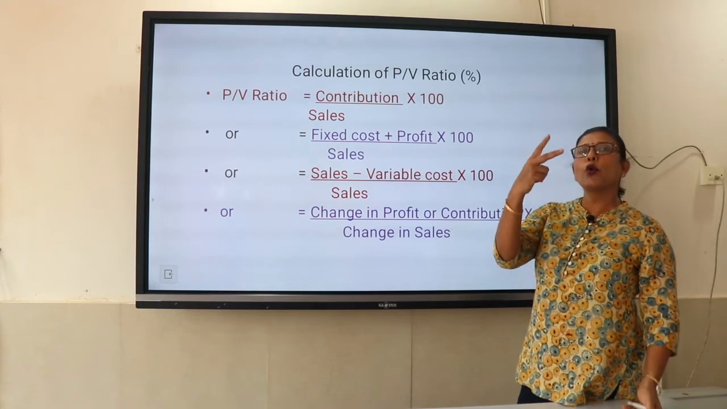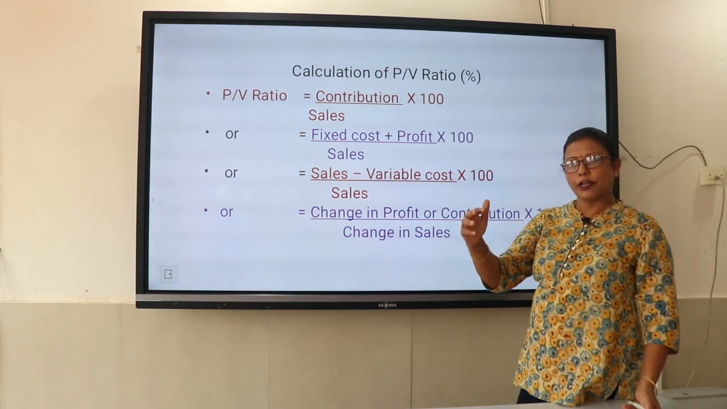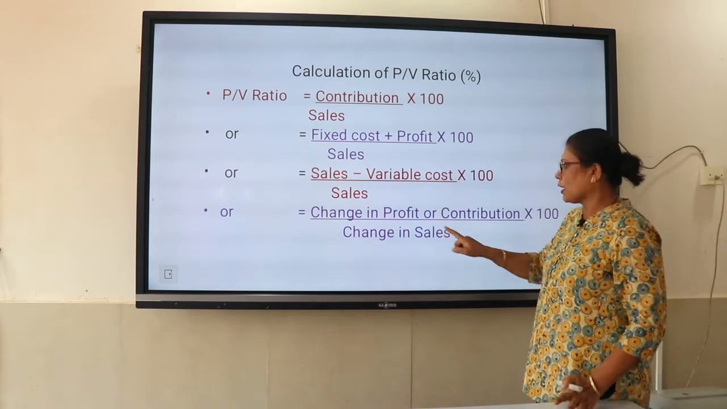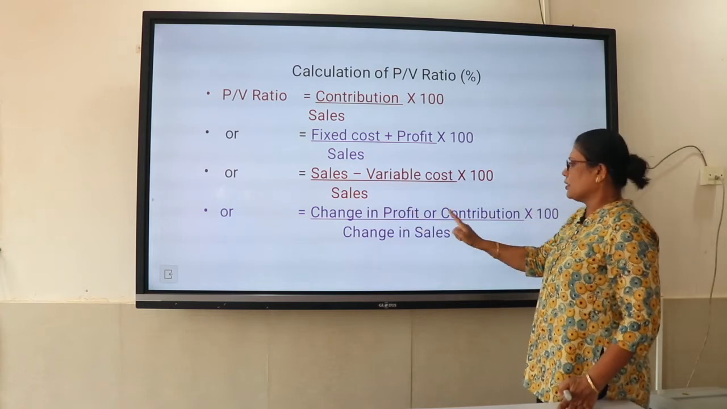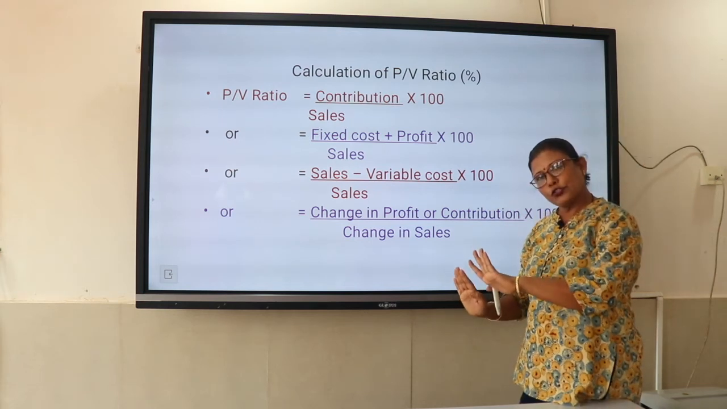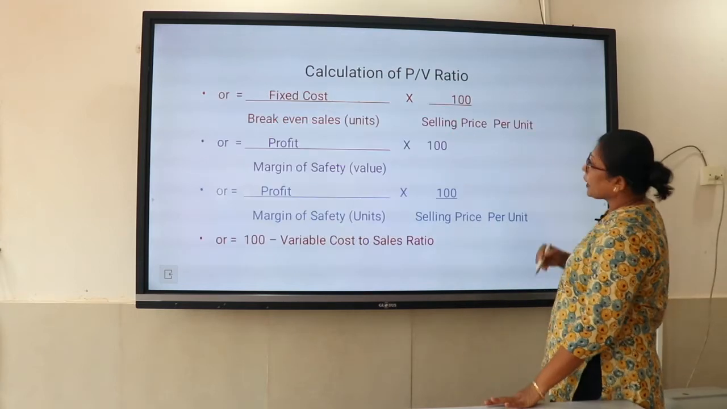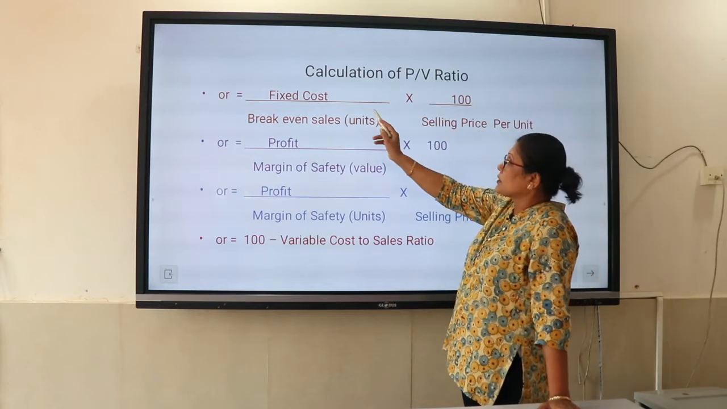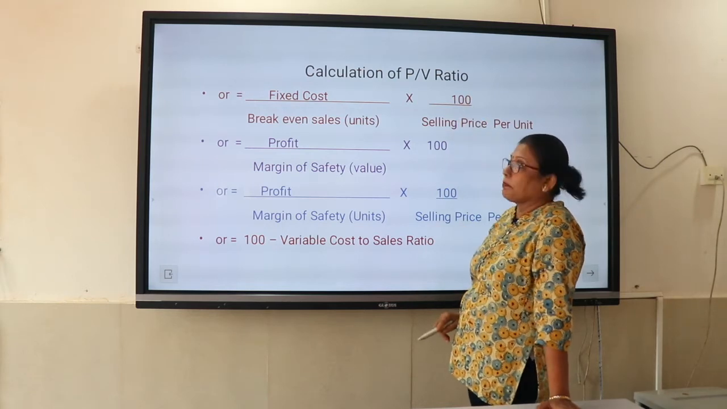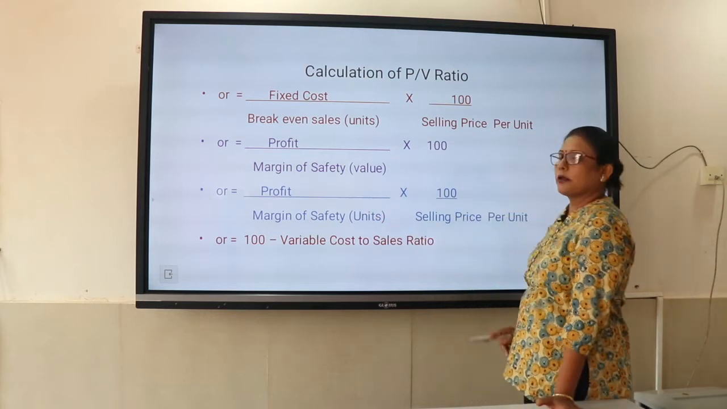Suppose you have been given two years' information, 2019 and 2020, and you have been asked to determine a PV ratio. In that case, you can use this formula: change in profit or contribution divided by change in sales. So we will take the difference in contribution of two years and the difference in sales of two years, and I can determine a PV ratio. PV ratio can also be calculated this way: fixed cost divided by break-even sales in units into 100 divided by selling price per unit, or profit margin of safety into 100 divided by selling price per unit, or this.